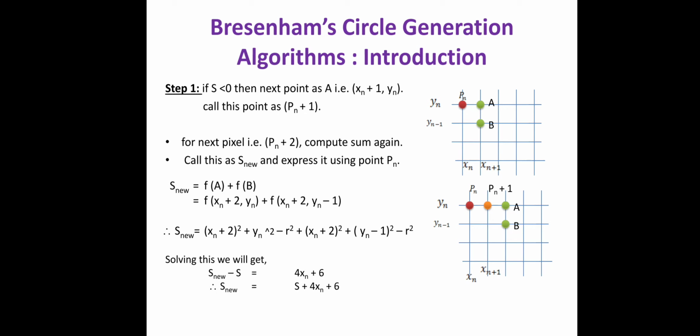How does it come? Here I am showing you that initially this is the S we have calculated. So I will open all the brackets. So you can see here that xn plus 1 bracket square is nothing but xn square plus 2xn plus 1 plus yn square minus r square. This is the first term. Then the second term will again be xn square plus 2xn plus 1. This I am opening, then plus yn square minus 2yn plus 1 minus r square. So in this way I am solving this, and after solving I am getting this as a remainder.